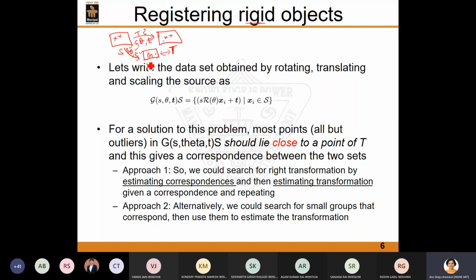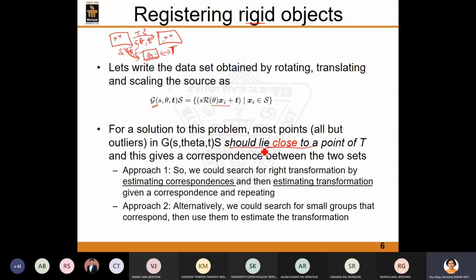So I can introduce this term G here, and G is basically the transformed version of S. What I'm assuming is that even though G does not exactly coincide with all the points in the target T, it should at least lie as close as possible to the points in T. So the points in G should lie as close as possible to whatever points you have in T. That is the assumption I make, and that is what I work with for this particular approach that we'll be studying.